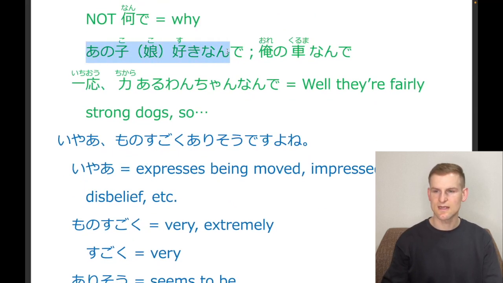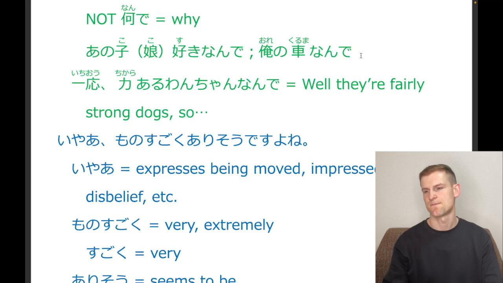So, あの子が好きなんで, あの子好きなんで. I like that girl so. So, 子, you might know, is the word for child, but it's also used to refer to young women. And this could be women in their 20s or even in their 30s sometimes. And sometimes you use the word musume, which is daughter, and you write the kanji for daughter and you put the reading ko to mean young woman. So, あの子好きなんで. I like that girl, that young woman. So, 俺の車なんで. It's my car, so. Okay. So, very casual. なので. Shortened form, abbreviated form of なので. Or contraction, I guess you could say.